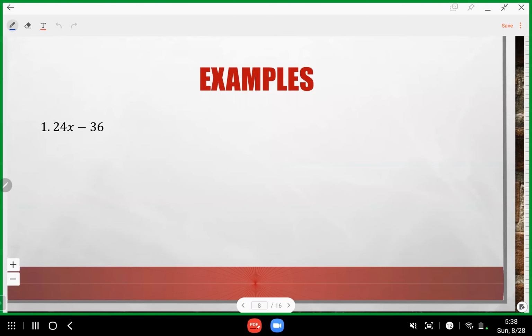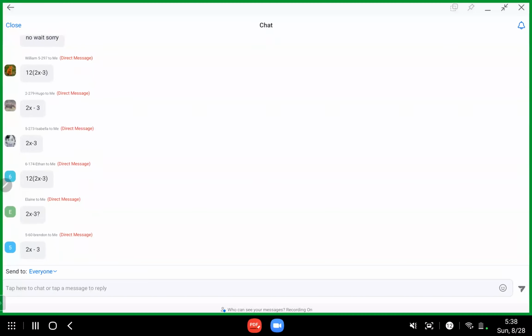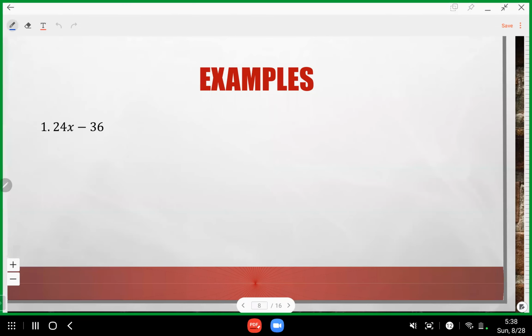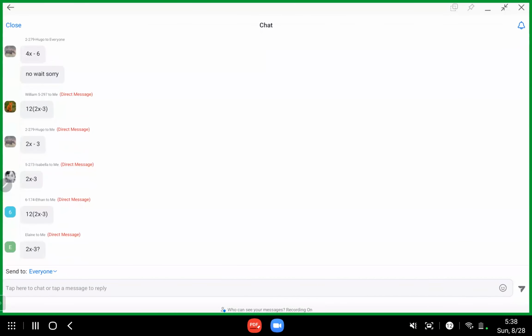All right, so let's look at this. Let's see what you guys came up with. All right, so 12 times 2x minus 3. I see a lot of you guys put in 2x minus 3. Do not do that, because that is not equal to the original value, right? Because factoring does not change the value of this expression. It's the same. So when you multiply out using the distributive property, it should be the same expression. So don't forget to include the 12.